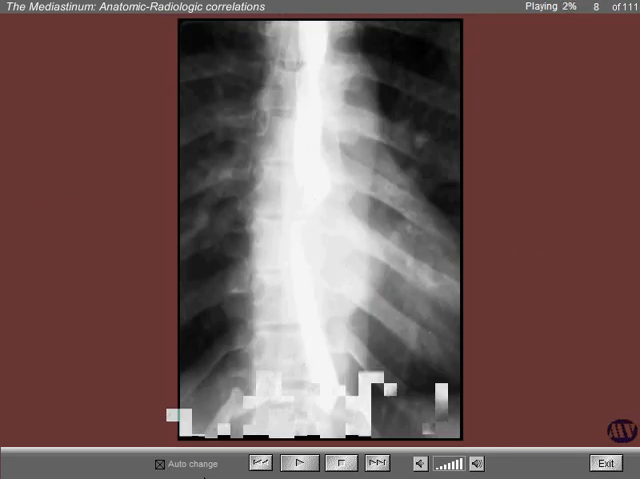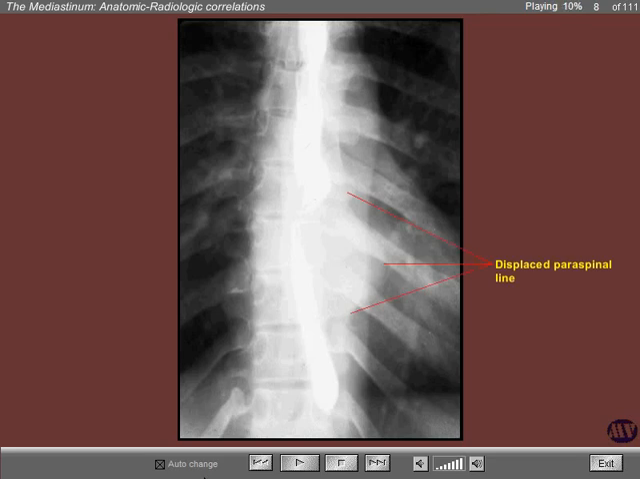In this patient, we note a focally displaced left paraspinal line. Note that to the left of the midline, we see two lines, the one that corresponds to the left paraspinal region, and the other one that corresponds to the left margin of the descending aorta. It is the left paraspinal line that appears displaced laterally by a mass. This mass does not displace the esophagus. Therefore, it is not in the posterior mediastinum, but in the left paraspinal region.